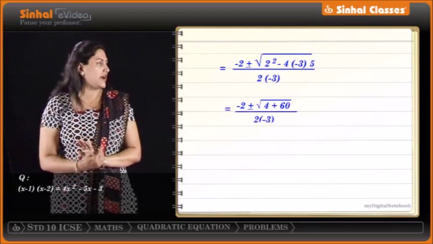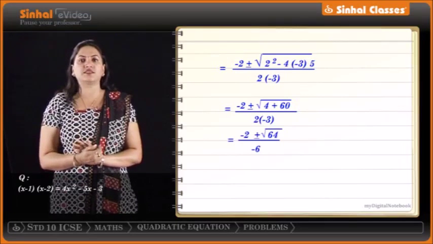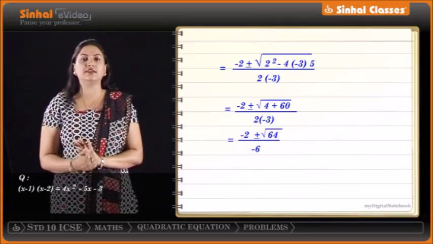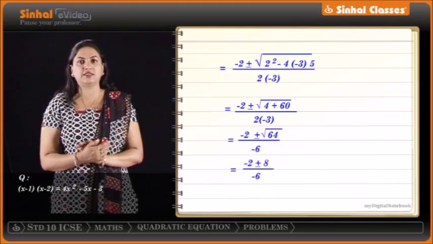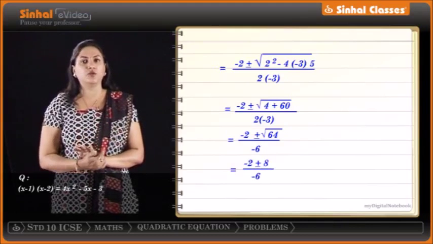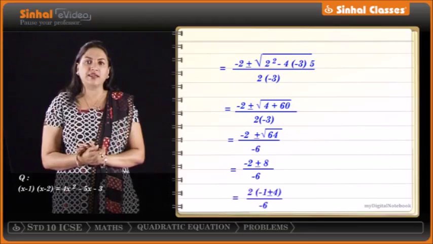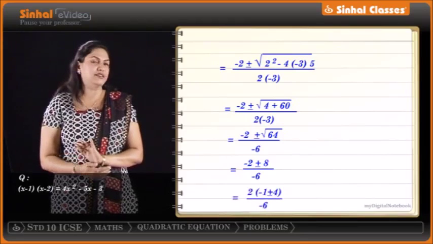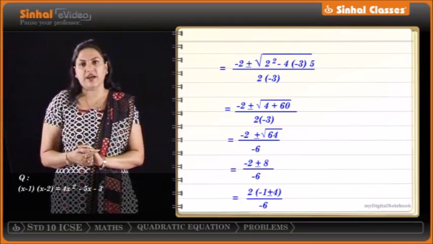So in the root we have 4 plus 60, that is root 64. So the next step becomes minus 2 plus or minus root 64 upon minus 6. Now root 64 is 8. So we write minus 2 plus or minus 8 upon minus 6. Now from the numerator 2 common, so we are left with 2 into minus 1 plus or minus 4 upon minus 6.